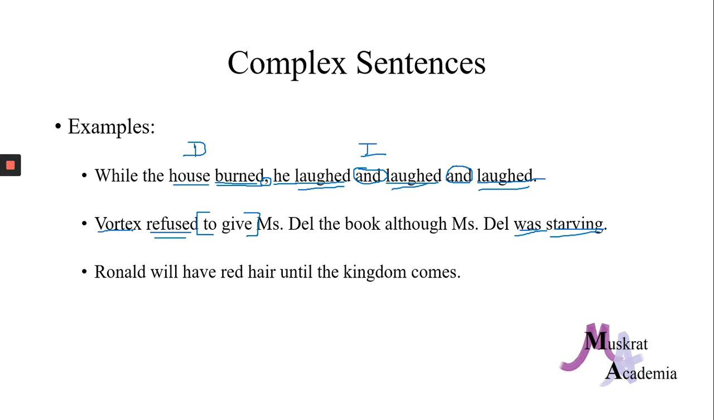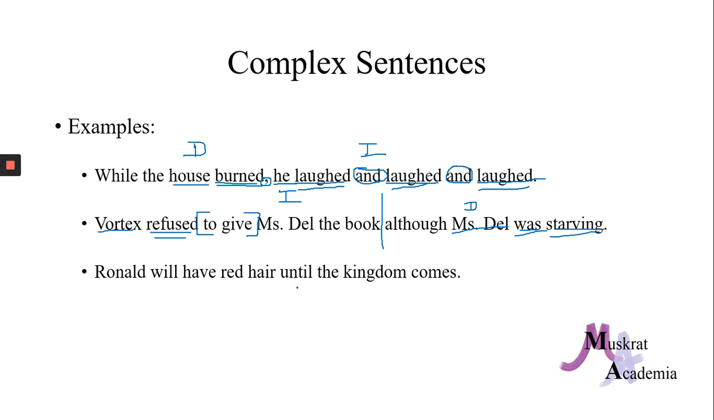Who refused? Vortex did. Who was starving? Miss Dell was. All right. Vortex refused to give Miss Dell the book. Although, that's a key word there, so we can actually just break this off right here. We can know this is independent. And this is dependent, because it cannot stand by itself: although Miss Dell was starving.